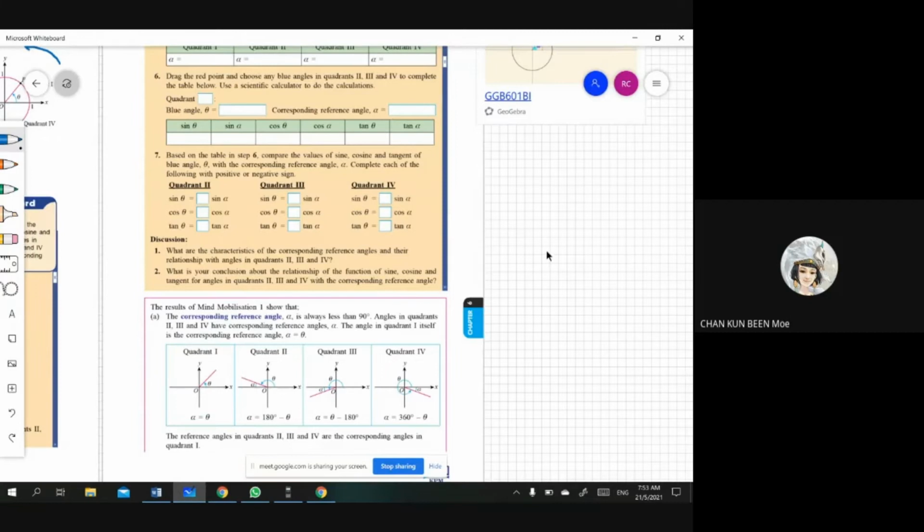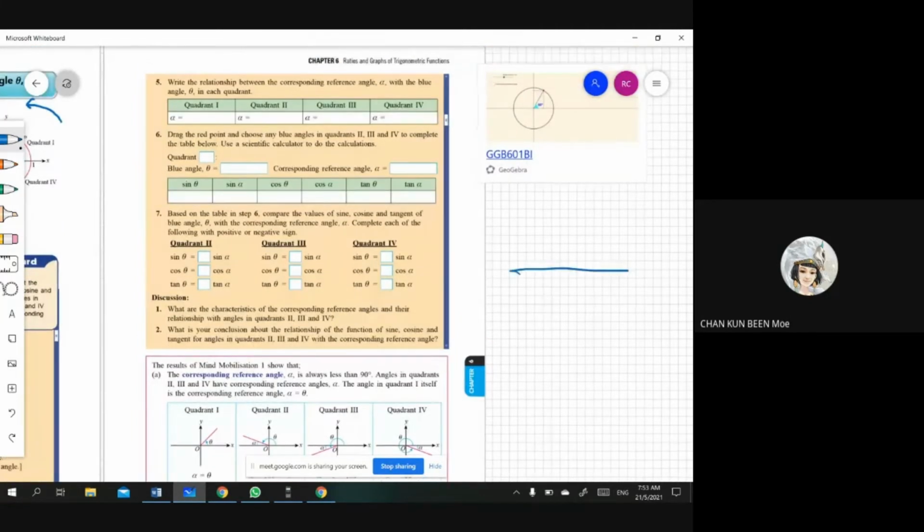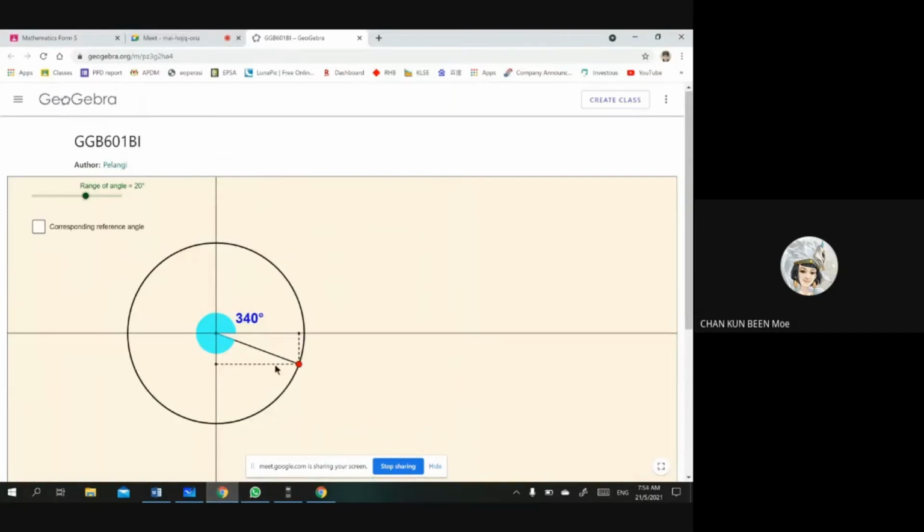Just want to let you know briefly, just now when you look at the GeoGebra, the corresponding angle is actually the one that is nearer to the x-axis. This one, this one, this one, this one. Okay, we go back to the GeoGebra. You observe again. Where is the GeoGebra? This one. Okay, now I move it to the top.